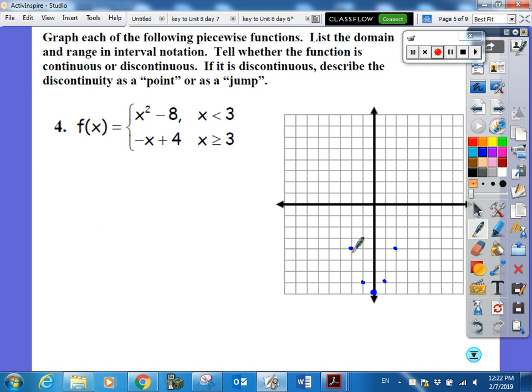This next one is 3. Over 3, up 9. So now that's an open circle because we can't include 3. We have to include everything between 2 and 3, but not 3. Over here, we're still good.